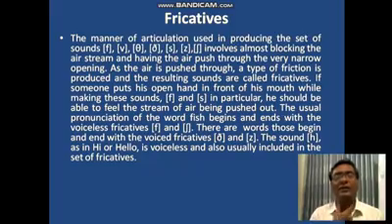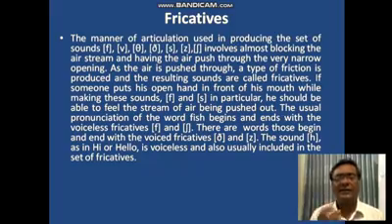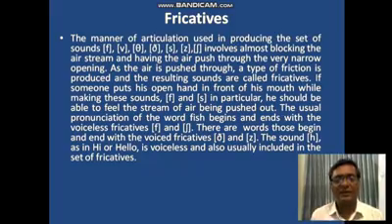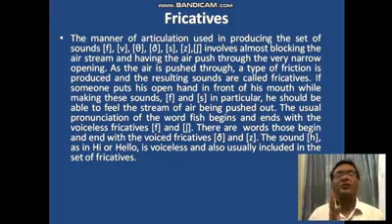So we create a narrow space in our mouth. Try with me. "F", "p". The air doesn't get sufficient space to come out, and that's why there is a kind of friction in our mouth. "Th", "v", "s", "z", "sh". So there is a kind of friction.